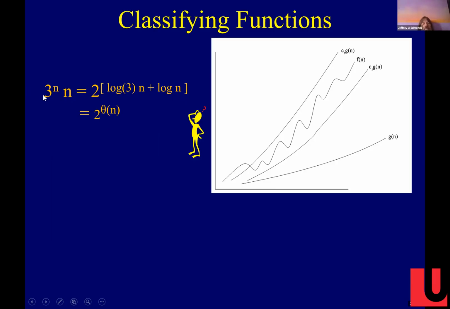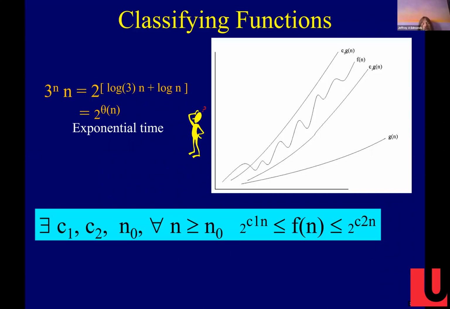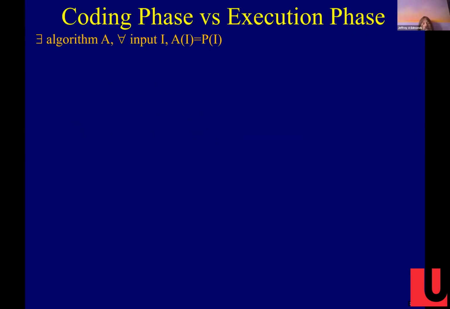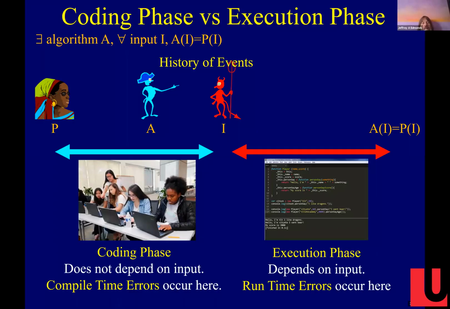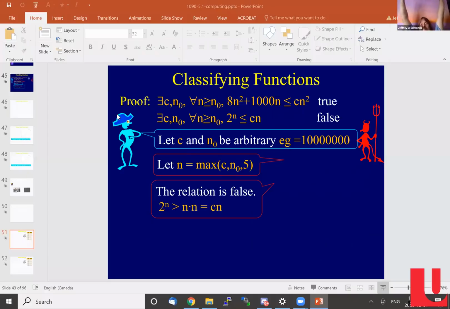What about this? 3 to the n times n. Well, again, we can play with it and see it's bounded by 2 to some constant times n, right? And this is just coding phase versus, we did that already. And now we're done time complexity.